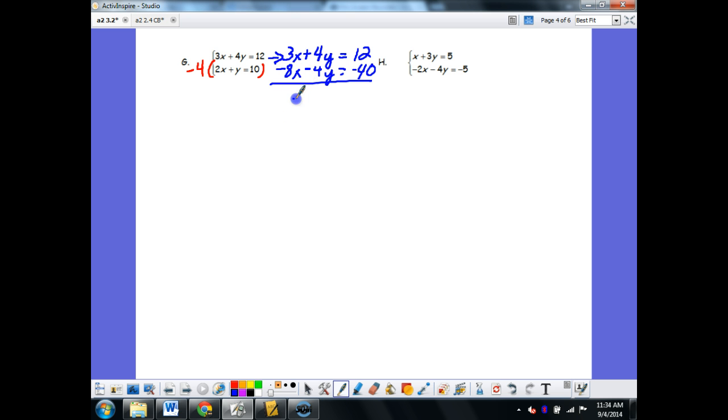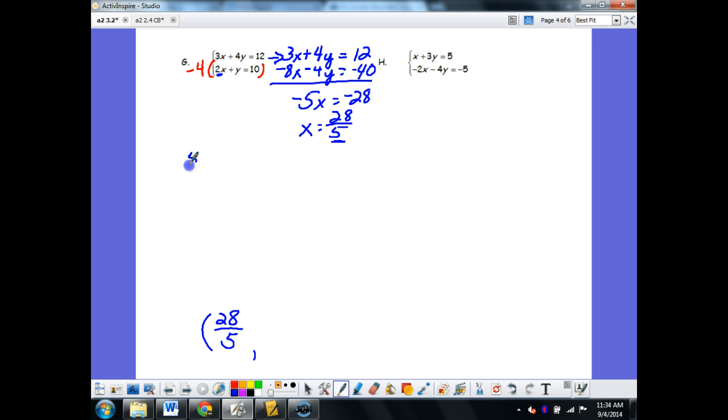3x and negative 8x is negative 5x. 12 and negative 40 is negative 28. So x is 28 fifths, and that is what we got before, I believe. So I probably won't check this one since we did before. Now I'm going to take this value and plug it in for x in one of the equations. I'm going to choose the bottom one.